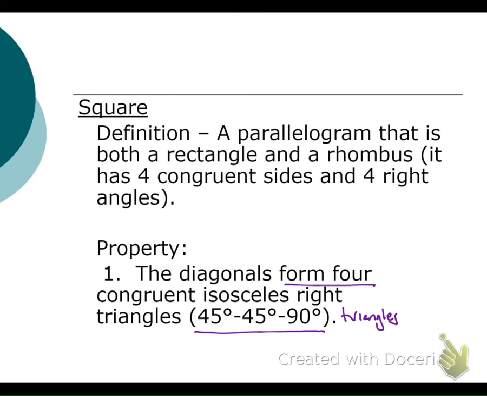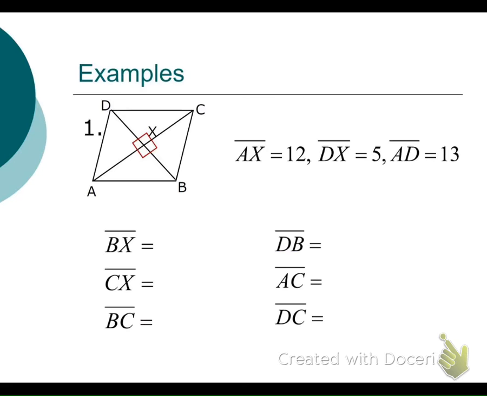Okay, so a square is a parallelogram that's both a rectangle and a rhombus. It has 4 congruent sides and 4 right angles. And then the property is that the diagonals form 4 congruent isosceles right triangles of 45, 45, 90s. In the picture that we have, our diagonals are perpendicular bisectors. So we know that this has to be a rhombus.